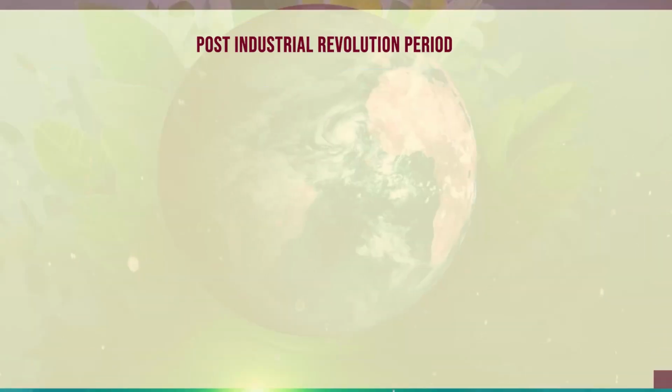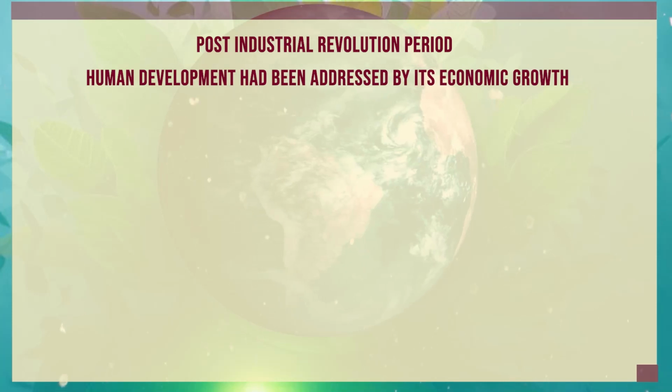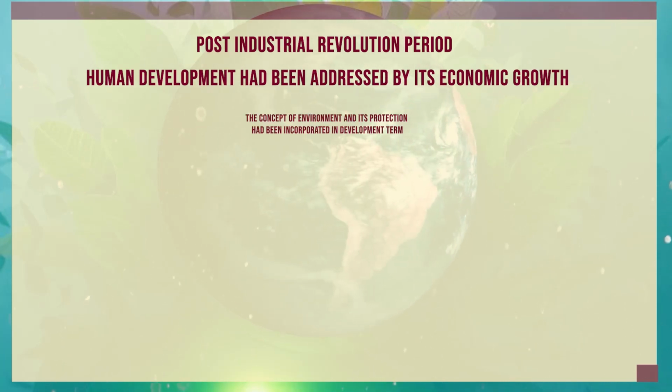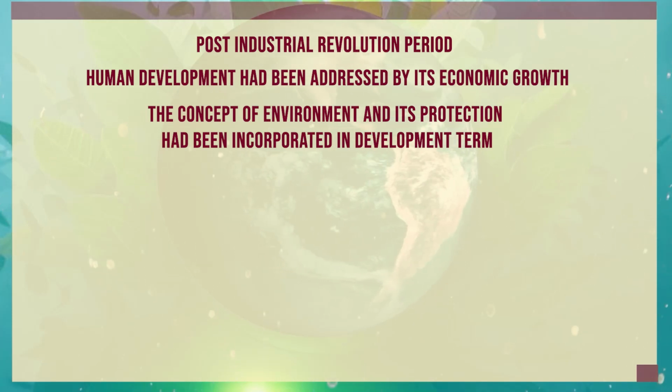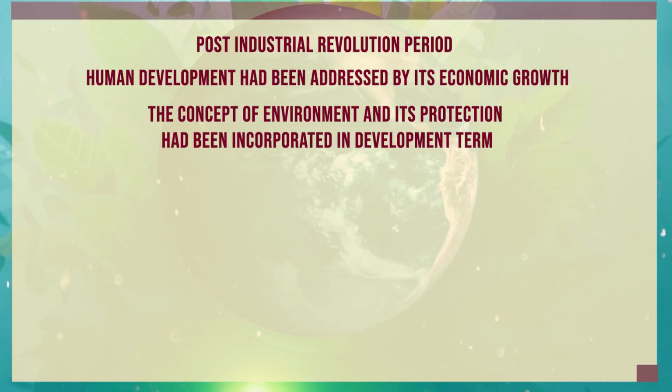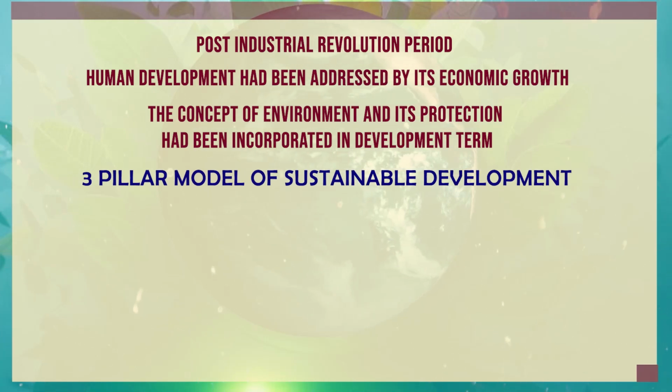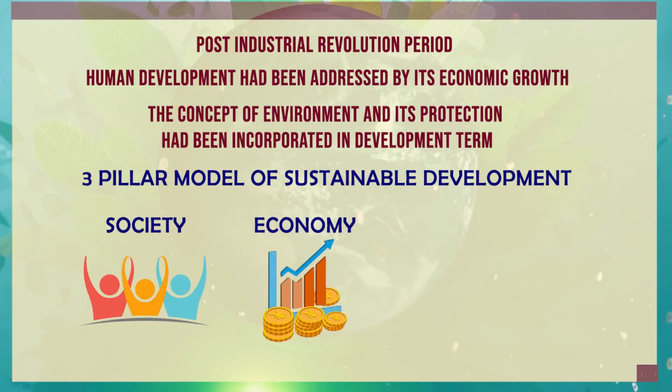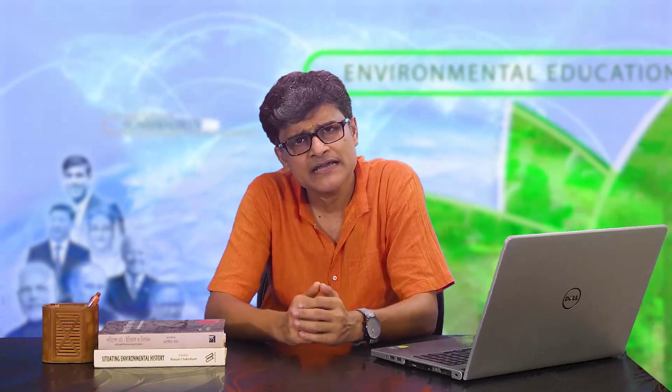In the post-industrial revolution period, human development has been addressed by its economic growth. But later, the concept of the environment and its protection was incorporated into the development term, and we got the three-pillar model of sustainable development. Here the three pillars are society, economy and environment, which are quite interrelated. Now, in simple terms, development is the gradual growth of something, then the steady growth of something will be called sustainable development.